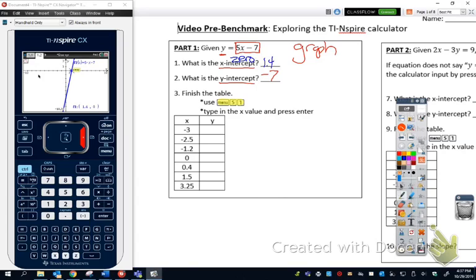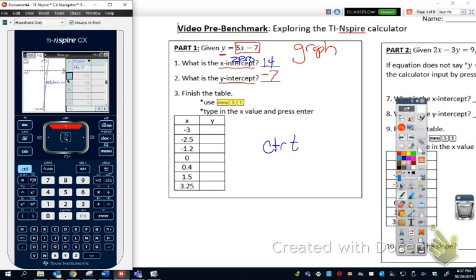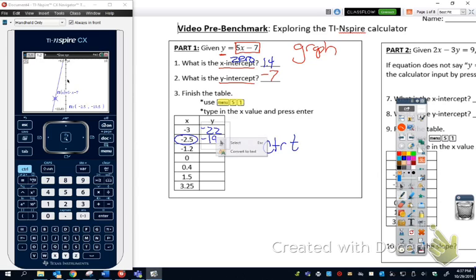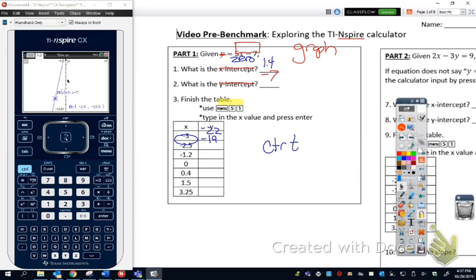Now to get the table, you do Control T. If I want to look at those values, you can just arrow up until you get to negative 3, which is negative 22. You can do the table that way, or you can get out of the table, go to your menu 5-1, and just type in negative 2.5. It goes with negative 19.5. So either way is fine.